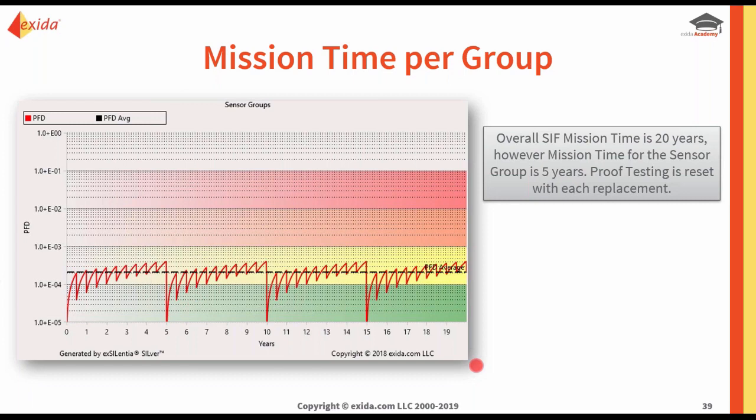So for an overall SIF mission time of 20 years, the PFD average is still being determined over 20 years. However, for the sensor group, it's being replaced or refurbished after 5. So you can see how it's reset after each replacement.